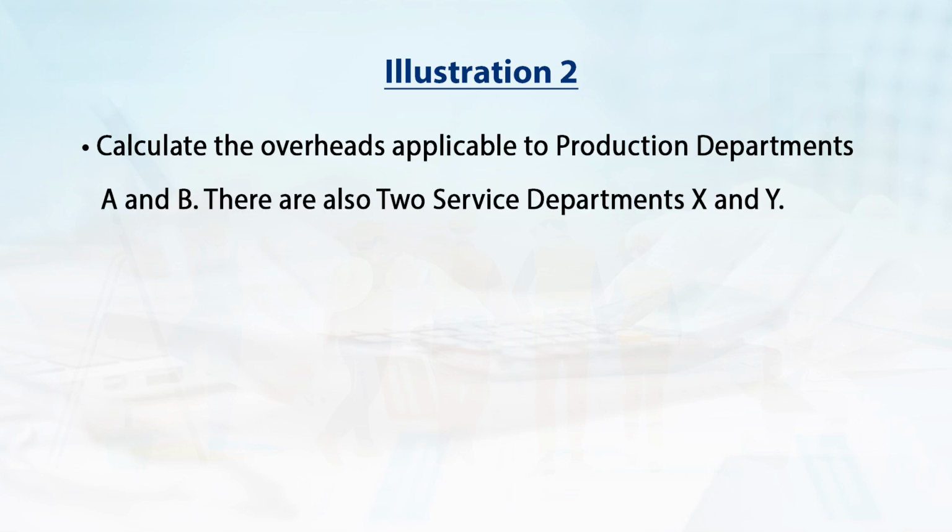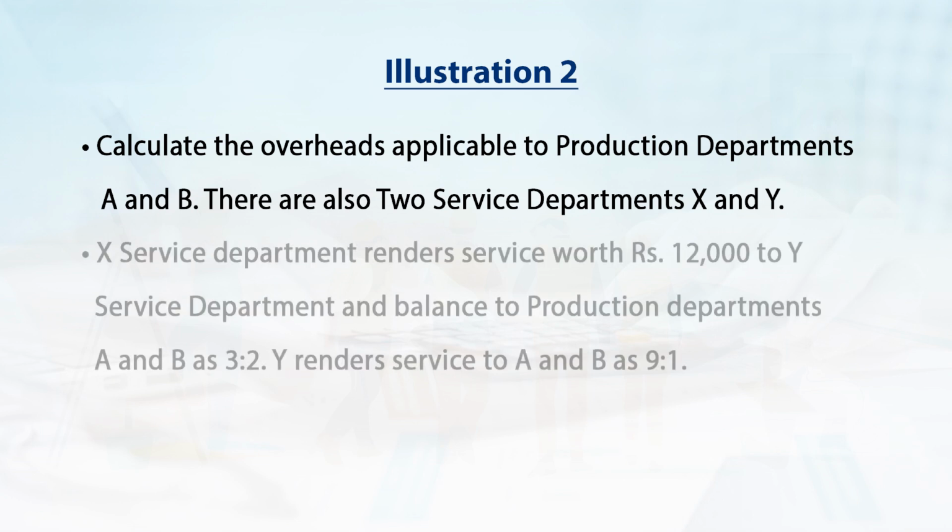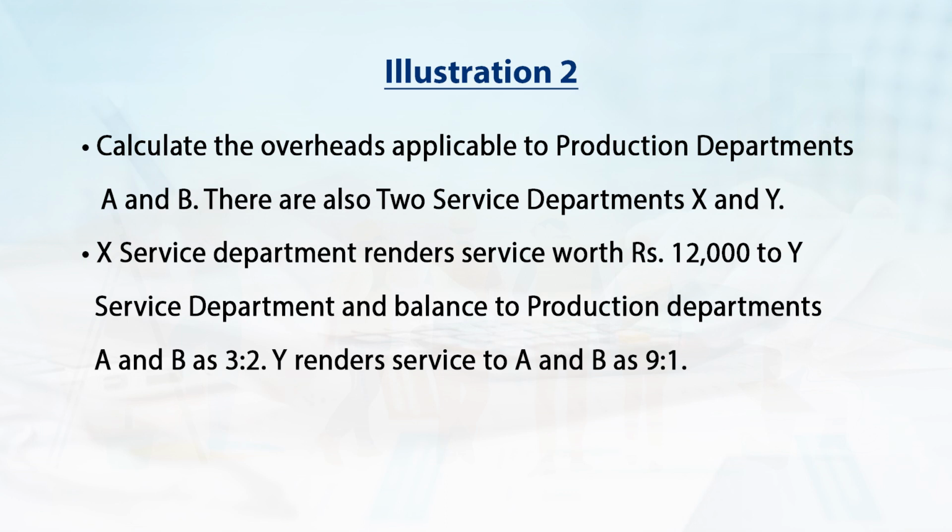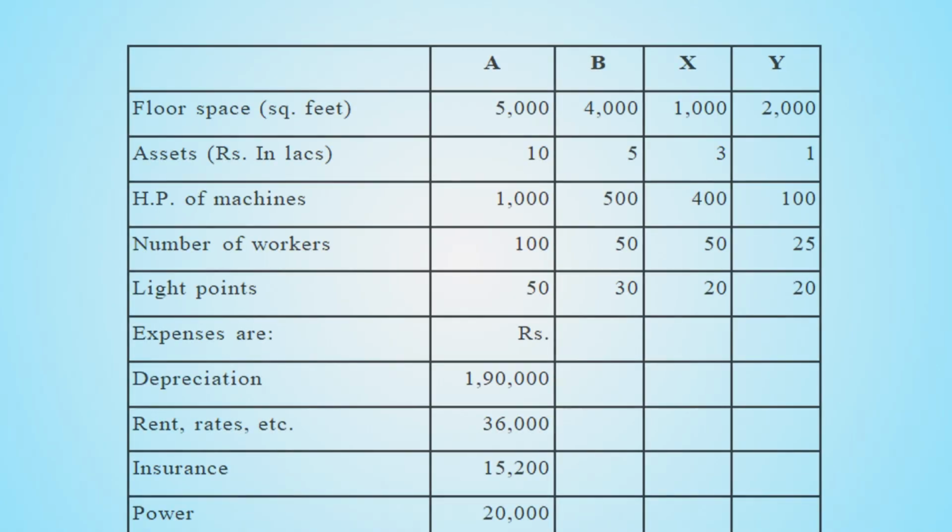Illustration 2. Calculate the overheads applicable to production departments A and B. There are also two service departments X and Y. X service department renders services worth rupees 12,000 to Y service department and balance to production departments A and B as 3:2. Y renders services to production department A and B as 9:1. The following information is given for production department A and B and service department X and Y.